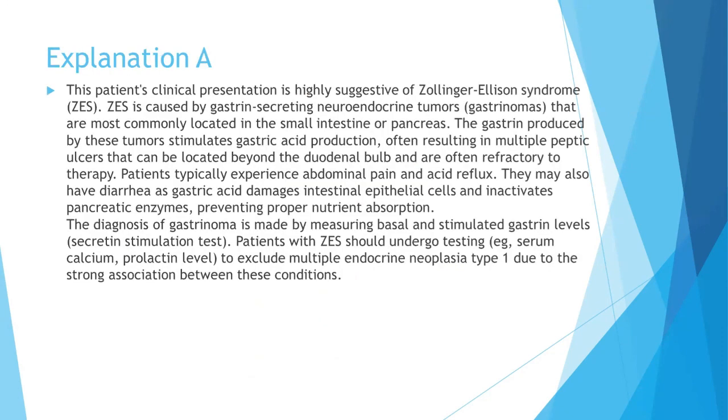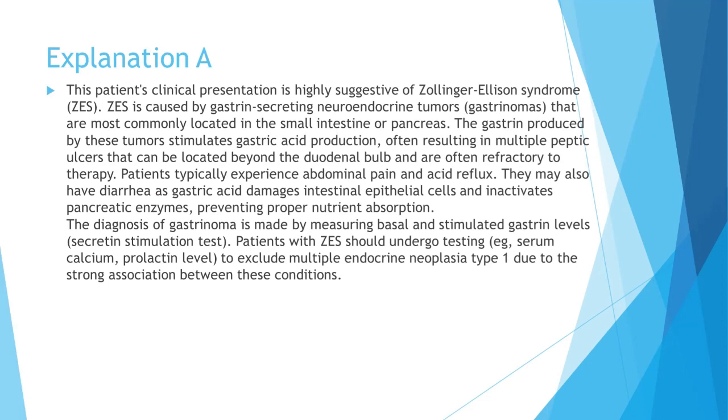So this patient's clinical presentation is highly suggestive of Zollinger-Ellison syndrome, which is caused by gastrin-secreting neuroendocrine tumors that are most commonly located in the small intestine or pancreas. The gastrin produced by these tumors stimulates gastric acid production, often resulting in multiple peptic ulcers that can be located beyond the duodenal wall and are often refractory to therapy.